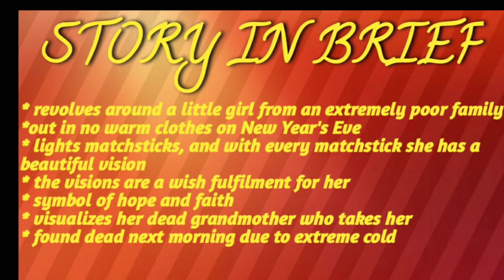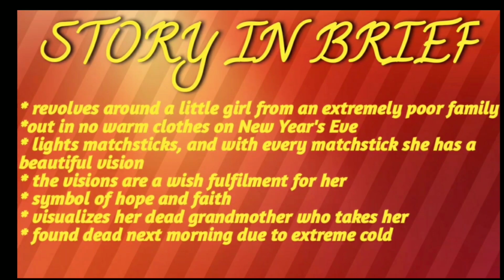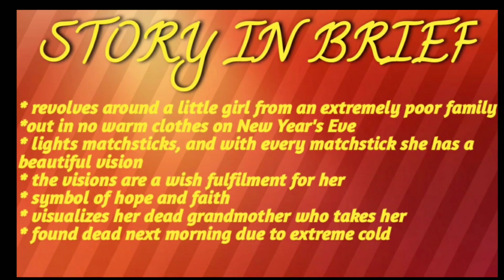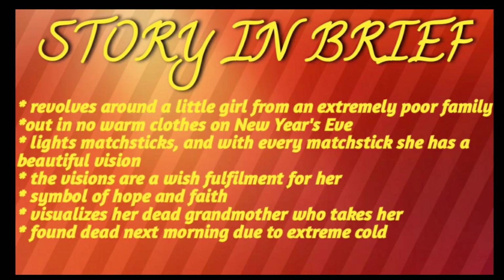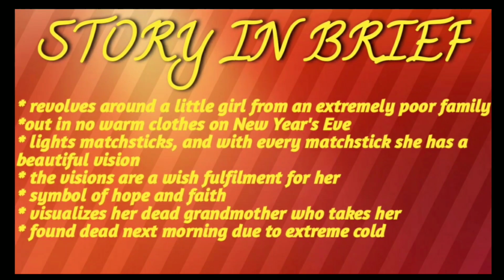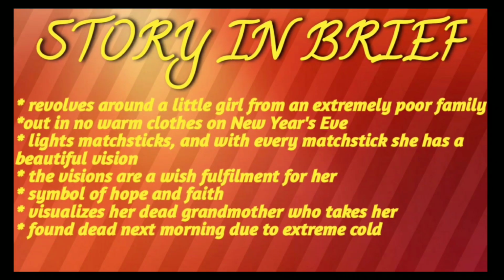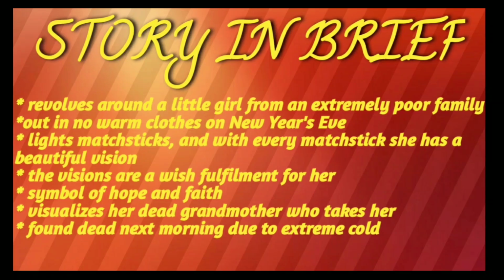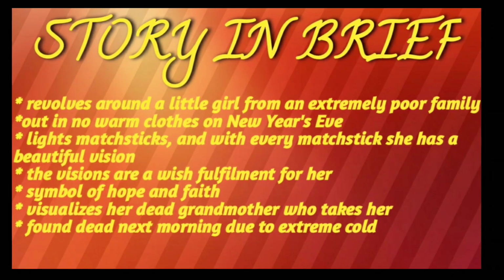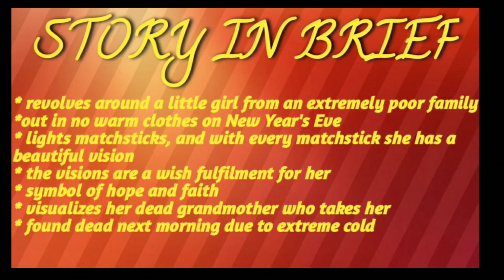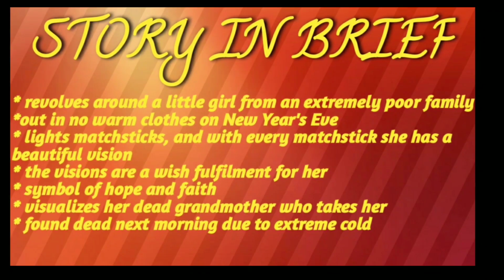The story revolves around a little girl from an extremely poor family. She is out in no warm clothes on New Year's Eve. She lights matchsticks to keep herself warm, and with every matchstick, she has a beautiful vision. These visions are a wish fulfillment for her. They are the symbol of hope and faith in the little girl's heart for survival. She finally visualizes her dead grandmother, who takes her away with her to heaven. She is found dead the next morning due to extreme cold.